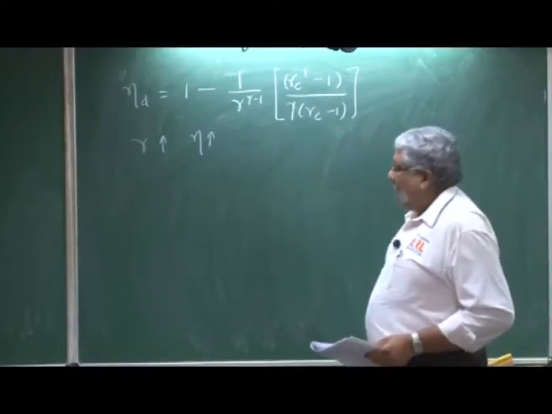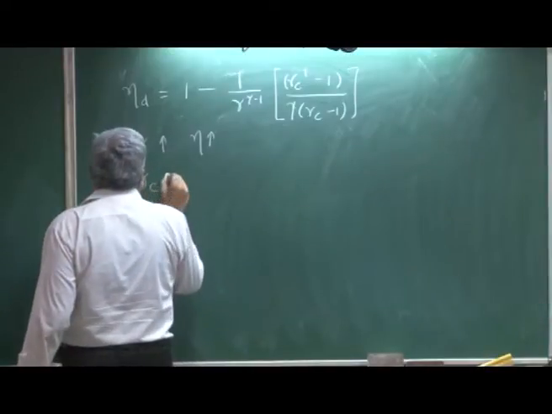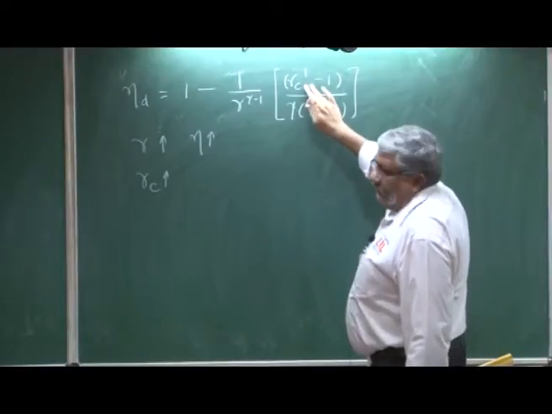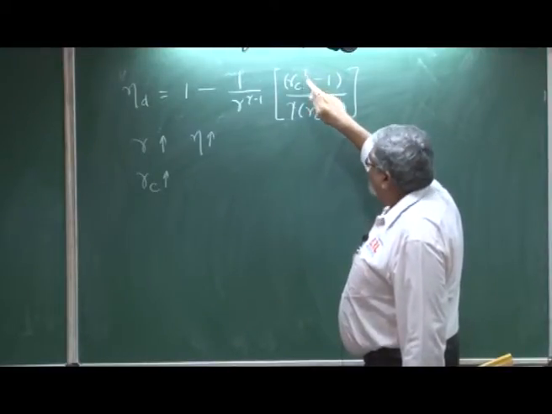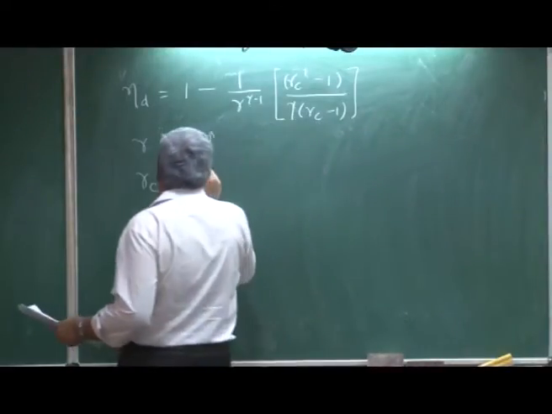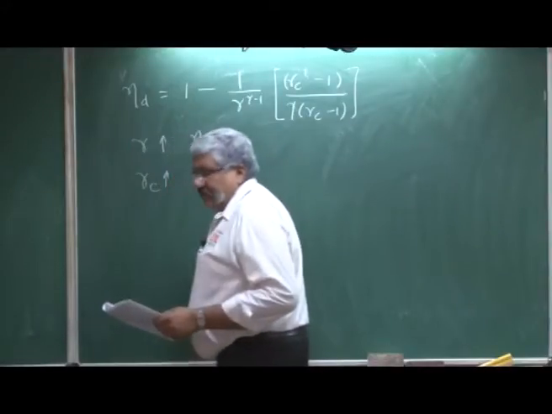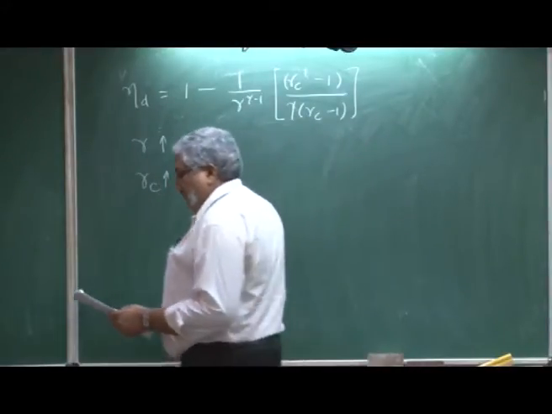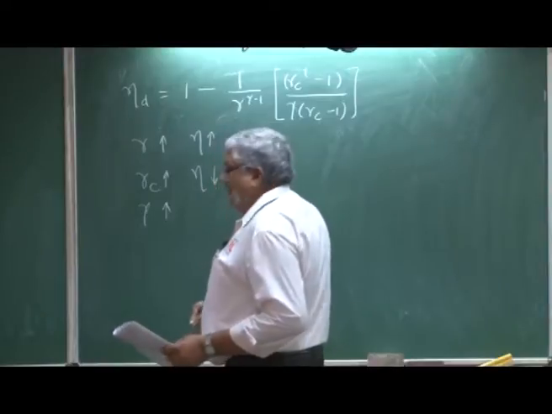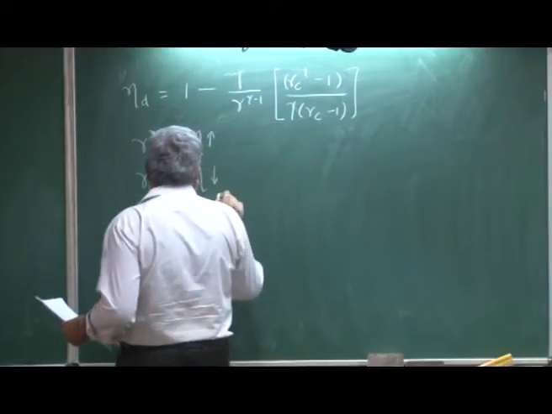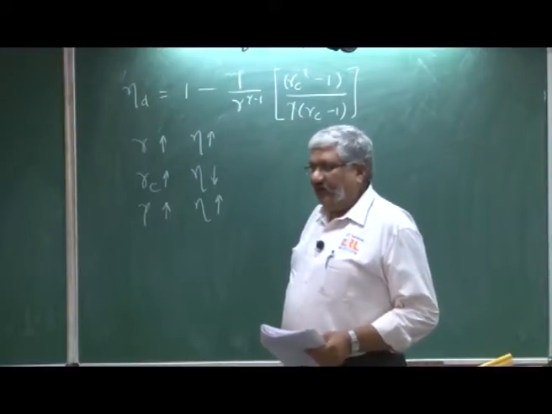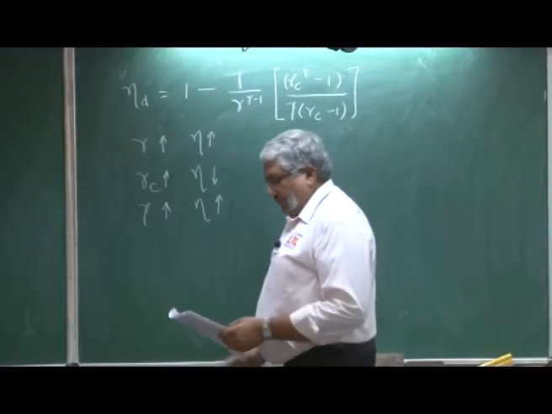Cutoff ratio. If you increase the cutoff ratio RC, okay, there is a cutoff ratio here with a gamma on it, there is a cutoff ratio here. Okay. So the overall effect of this is that an increase in cutoff ratio leads to a reduction in efficiency. What about gamma? If you increase gamma, what happens to efficiency? The efficiency of this diesel engine will also increase. So theoretically, if you use a working fluid with higher gamma, you will end up getting higher thermal efficiency. Okay.